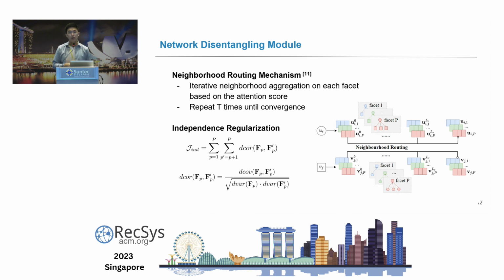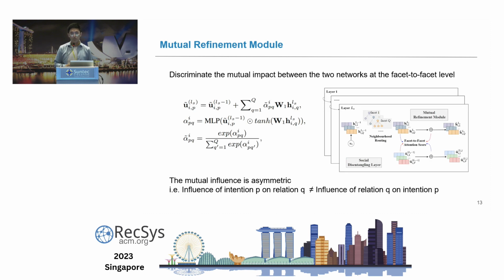We also add an independence regularization to the learned embeddings to ensure that the representation of each facet does not contain repeated information. Then the mutual refinement module is used to discriminate the mutual impact between the two networks at the facet-to-facet level, and then they are used for the mutual refinement. It is actually embedded in the social disentangling layer. So after we learn the disentangled embedding in each layer, we perform this mutual refinement.